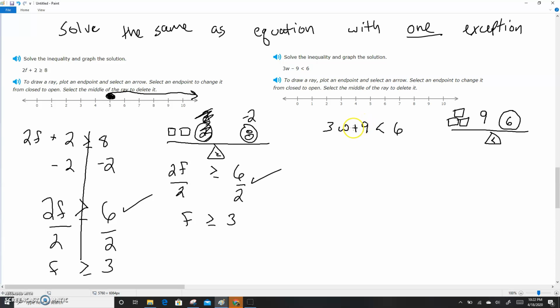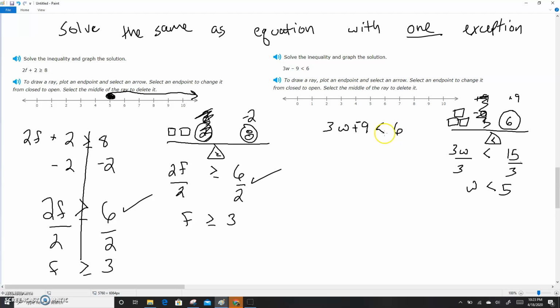And so this minus 9 is going to become plus negative 9. So I have a negative 9. I'm going to get rid of this negative 9 by adding a 9. These are gone, but now my scale is unbalanced, so I'm going to add a 9 over here. And I'm going to get 3w is less than 9 plus 6 is 15. I'm going to split this 3w into 3, but if I do that, I need to split this over here into 3, and I'm going to get w is less than 5.